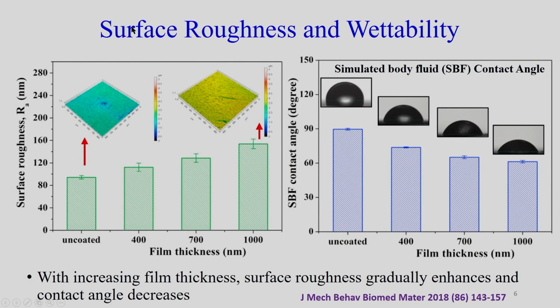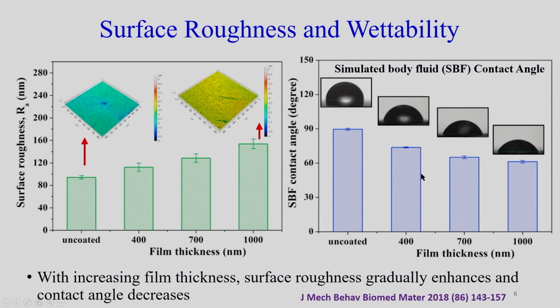Now, after measuring the thickness, we analyze its physical property, particularly roughness and the contact angle. Surface roughness was also found to increase with coating thickness. So, you just see with increase in the coating thickness, the surface roughness was increased, but still the roughness was in the nanometer range.